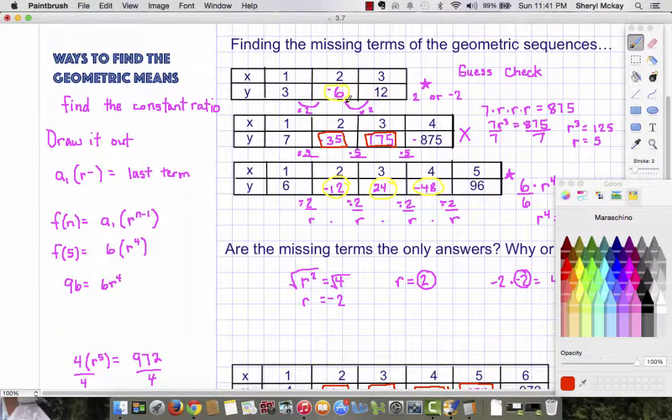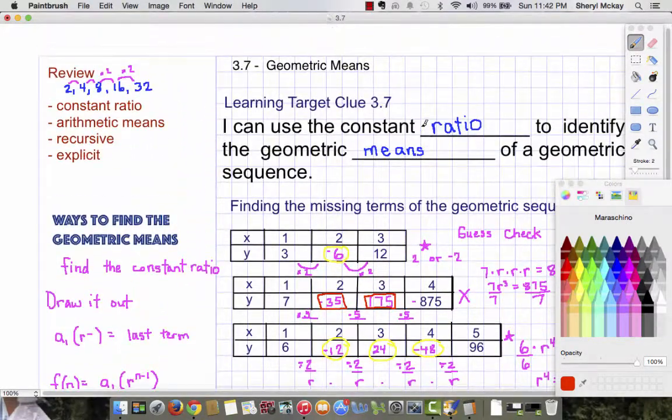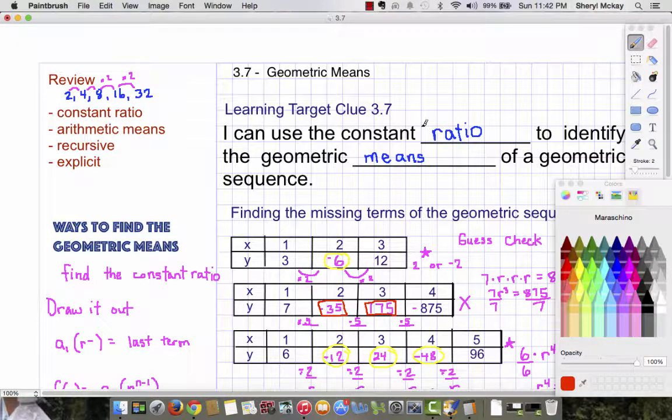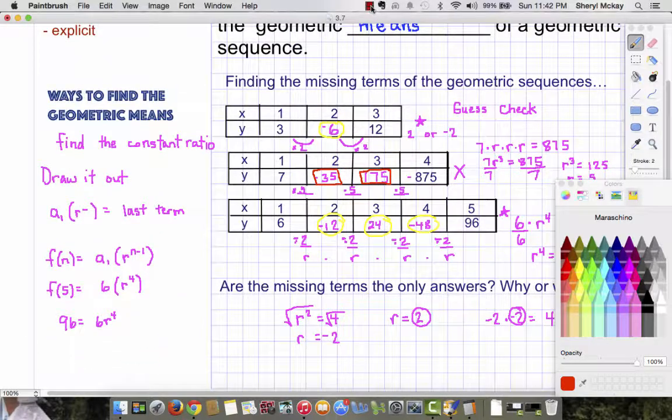You have to have an odd number of missing terms or geometric means. When you have an odd number, then it goes positive, negative, positive, negative, positive, negative. If you have an even number, you end up with a negative. Do you see that? So make sure that you've written something about that. And then I think we're done with sequence scenarios. We've just talked about geometric means, and we are now completely finished. So make sure that you write down a key idea down at the bottom, and I will see you in class.